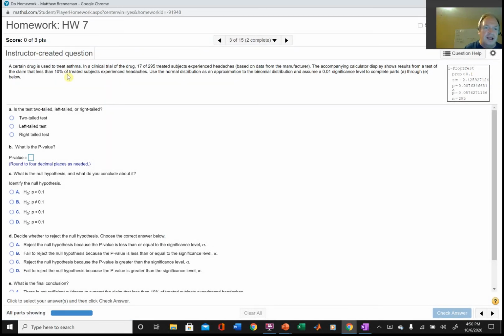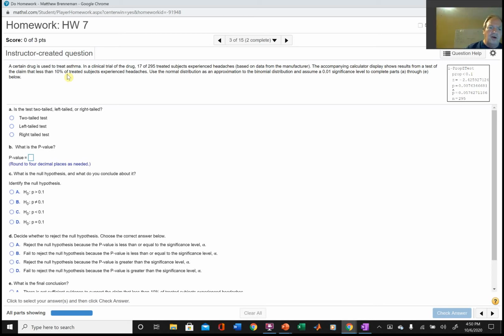A certain drug is used to treat asthma. In a clinical trial of the drug, 17 of 295 treated subjects experienced headaches. And then it shows you some output from the test of a claim that less than 10% of the treated subjects experience headache. Don't worry about the last line. Use the normal distribution as an approximation to the binomial distribution. Don't worry about that. And our alpha is 1%.